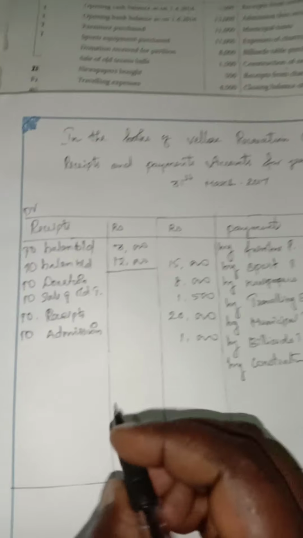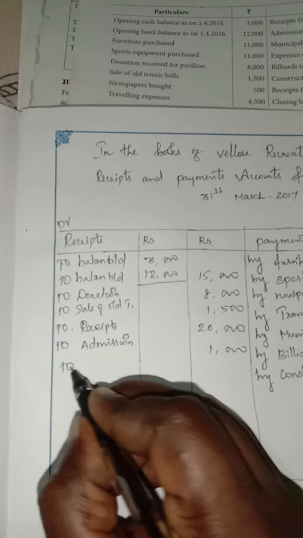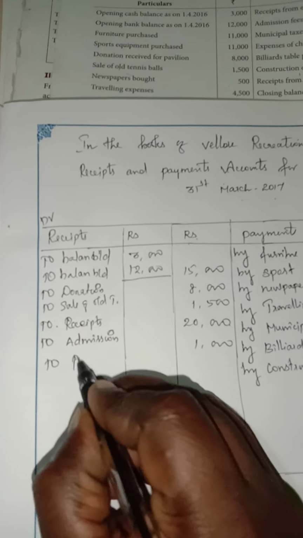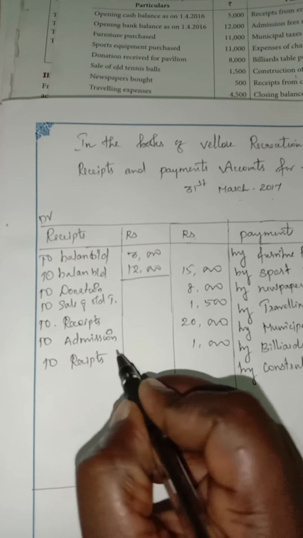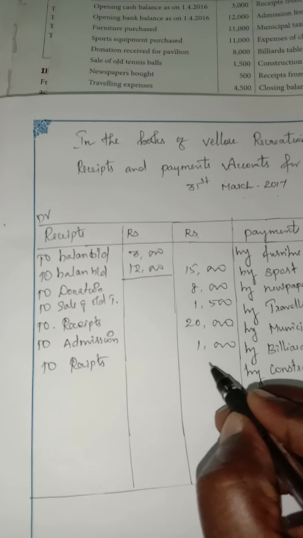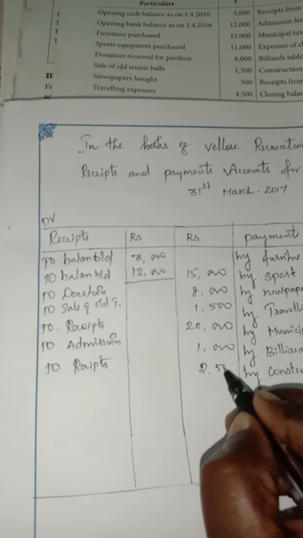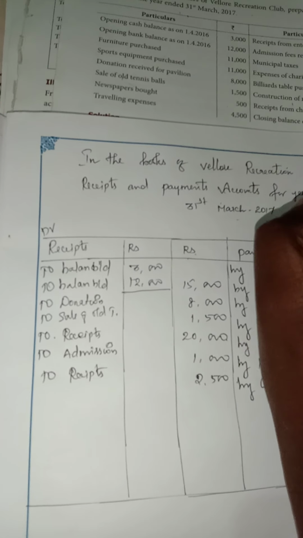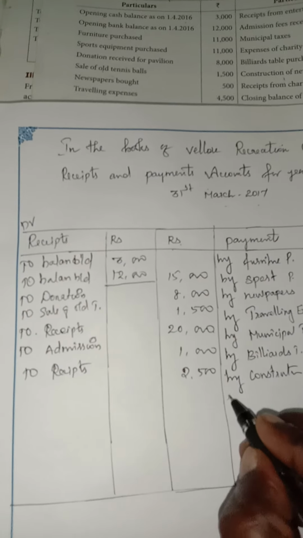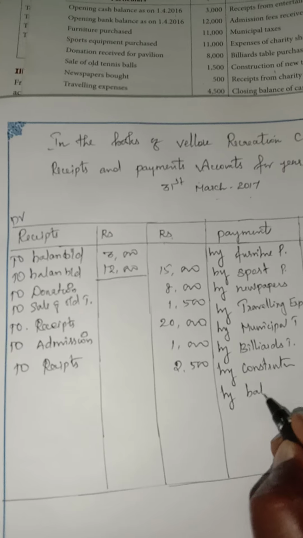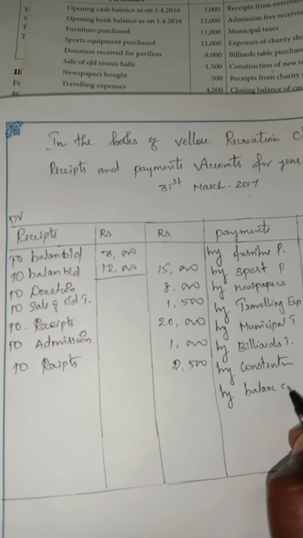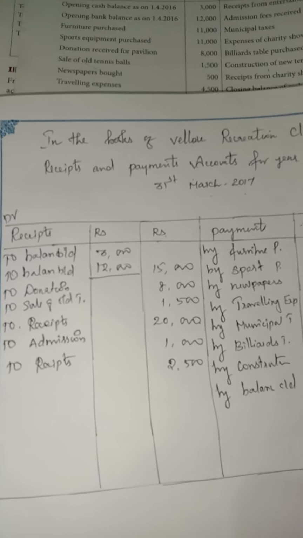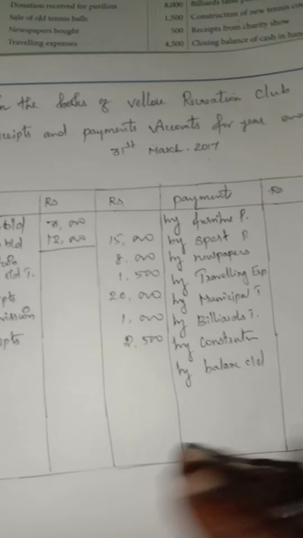So it is income. We can write it on the debit side. To receipts from charity, how much rupees? 2,500. So then the last one, closing balance of cash in hand. The closing balance means we should write balance carried down. How much rupees? And 8,000.